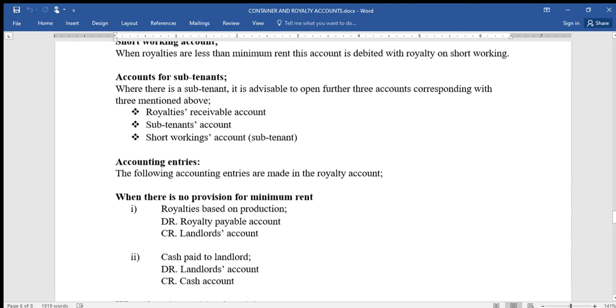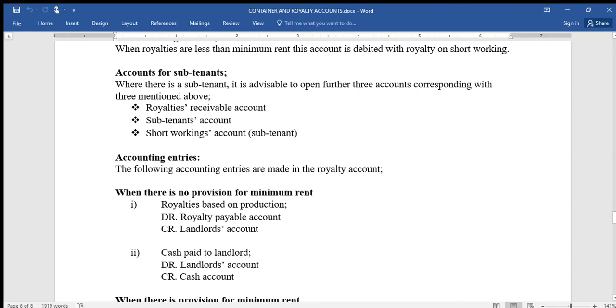Then accounts for subtenants. This is where a subtenant is advised to open three further accounts corresponding with the three mentioned above: royalties receivable account, subtenant's account, and then short workings account.